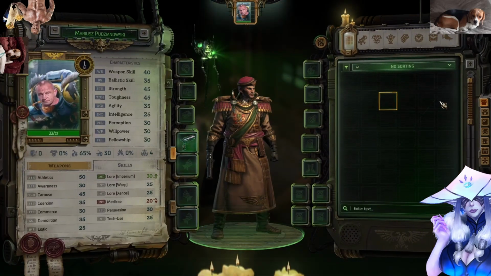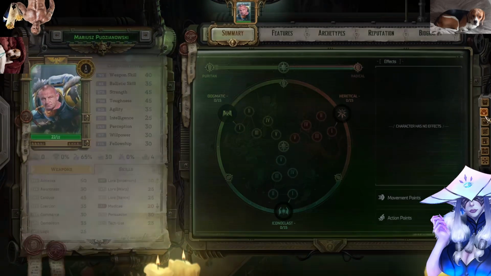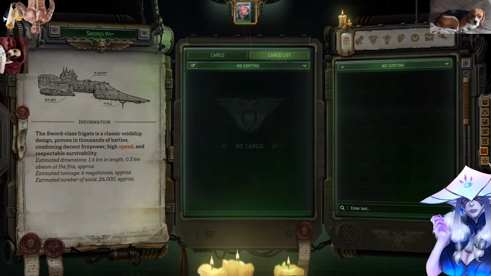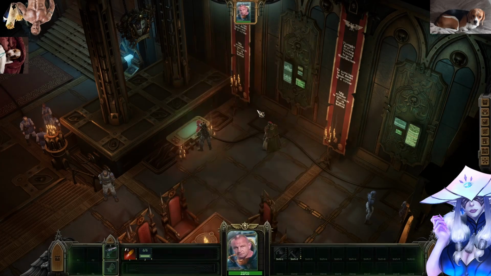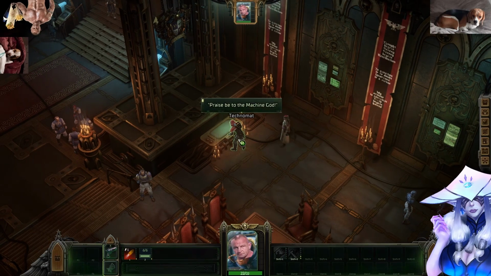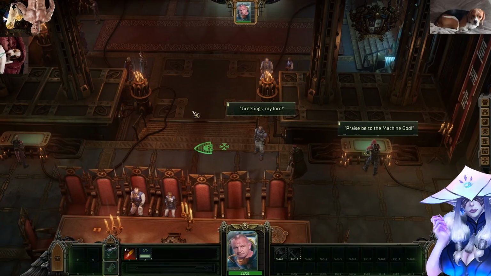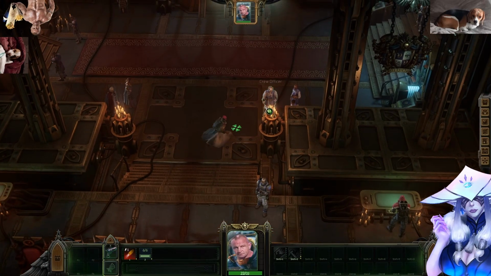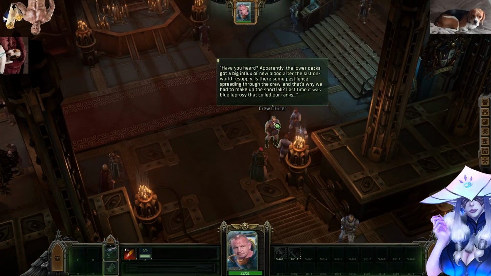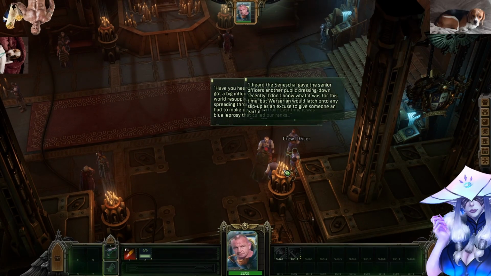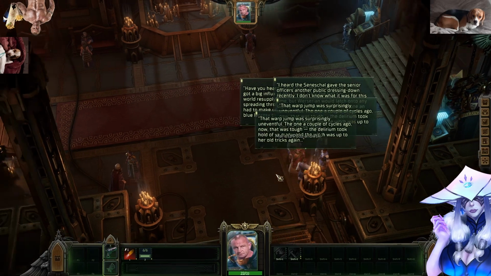Okay, here's our inventory. That's a cool inventory. Okay. Journal. Okay, yeah, so far very familiar. Praise be to the machine god. I'll lay claim to the stars. Greetings, my lord. Have you heard? Apparently lower decks. Oh yeah, okay. Essential, yeah. The water was supposed eventful.